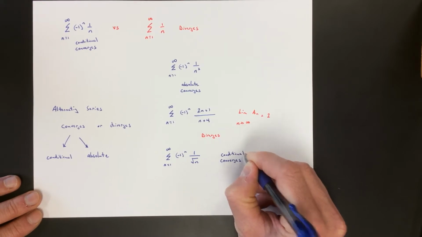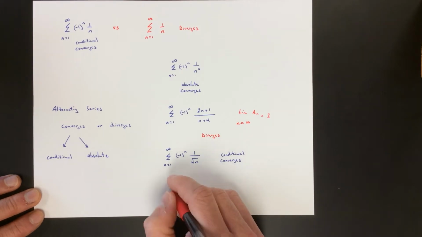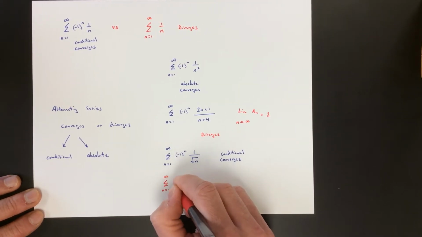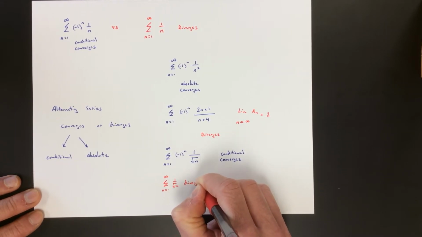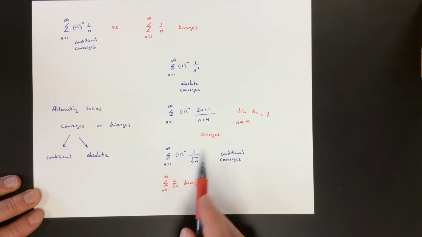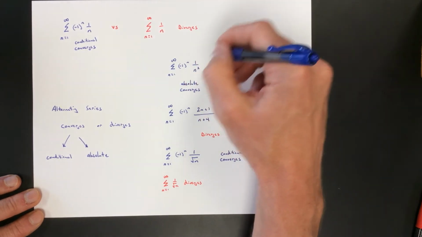It's only convergent because of the fact that it was alternating. If you looked at the corresponding series that wasn't alternating, this guy diverges by the p-series test. Thus, we label this as conditional convergence. And you can go on and look at different ones. Again, this is going to be very similar to this.